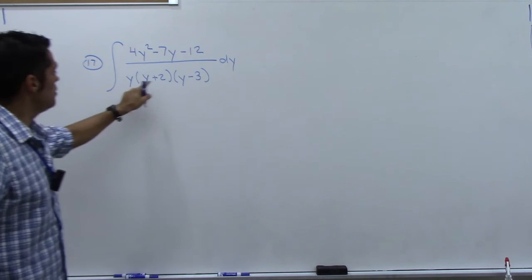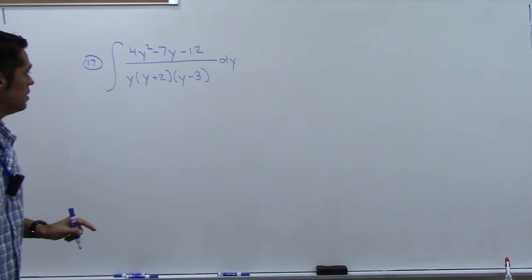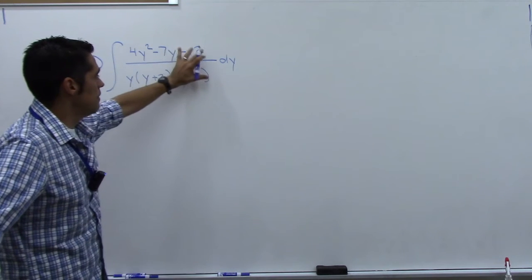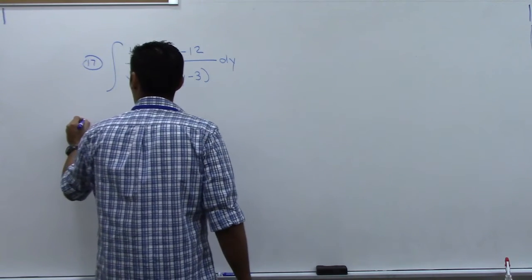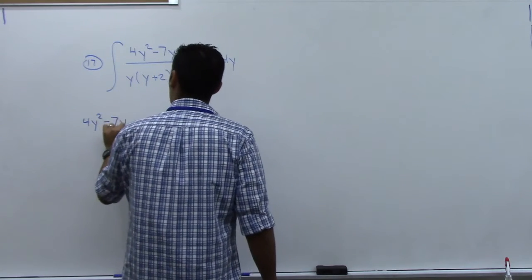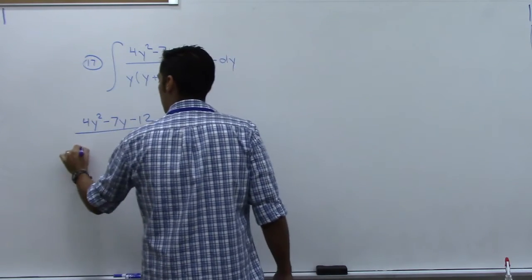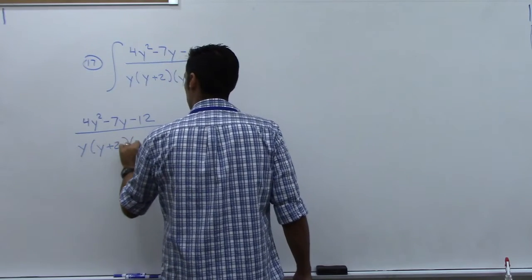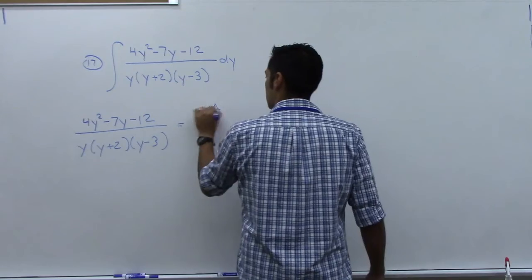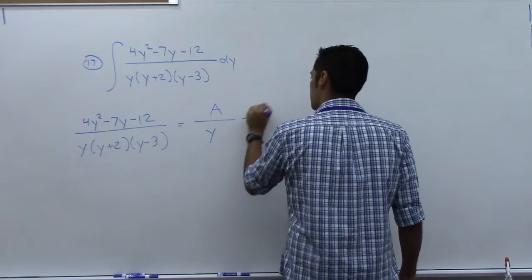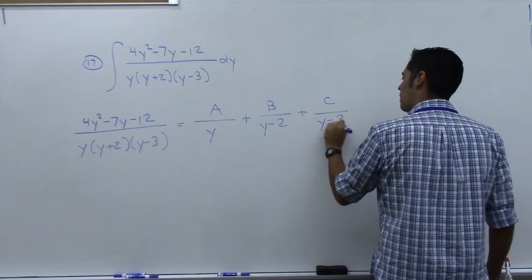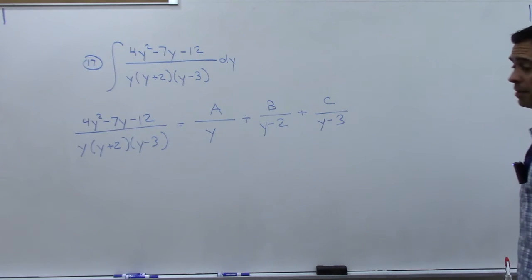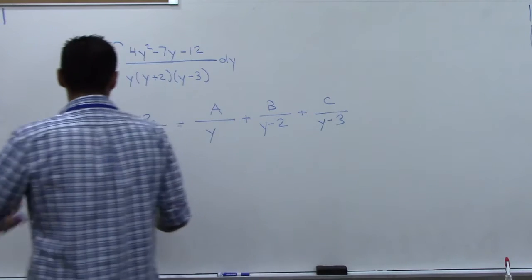Okay, so I have 1, 2, 3 distinct linear factors. So what I need to do is rewrite this and take care of my distinct linear factors as follows. I write 4y squared, I'm just going to rewrite the integrand. For each distinct linear factor, I need A over the first linear factor, B over the second linear factor, and C over the third linear factor. And now I just need to come up with A, B, and C. So we have three things we're looking for.